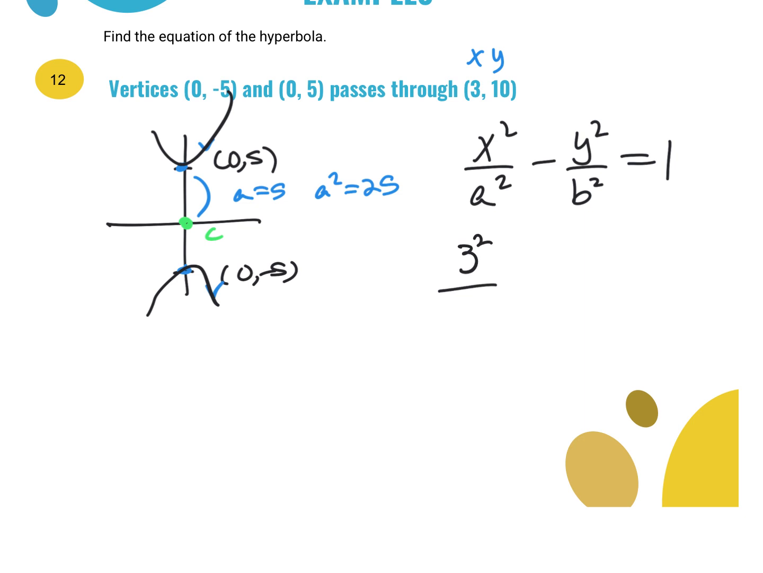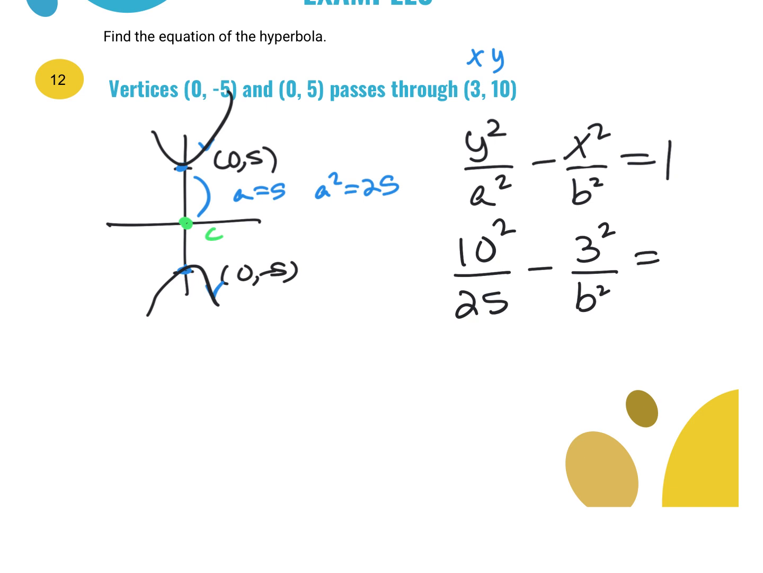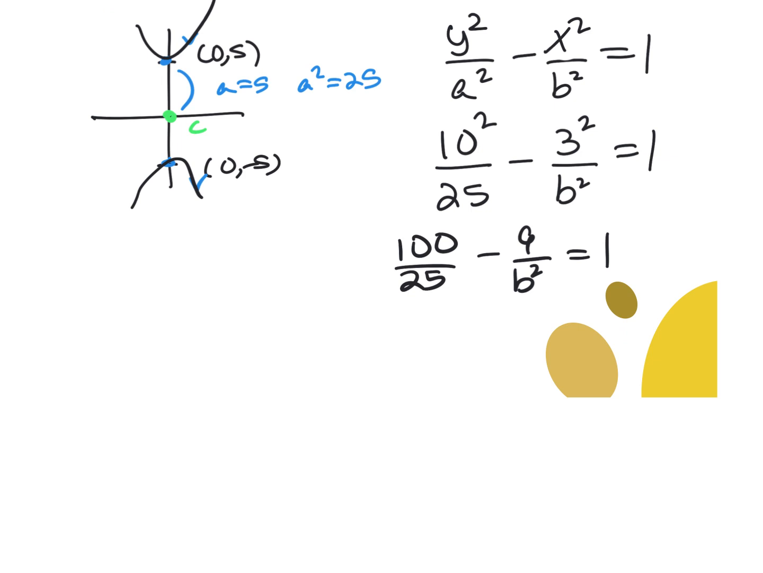Nope, sorry, I wrote the wrong equation. Back up. It's touching the y-axis, so y squared needs to be first. So 10 squared over 25, because it's already got the 5 squared in there. And then x is 3, so square 3. And I don't know b squared. So I get 100 over 25 minus 9 over b squared equals 1. Now, I'm going to go ahead and simplify 100 over 25 and make it 4. And it's going to make my problem a little bit easier maybe to solve.